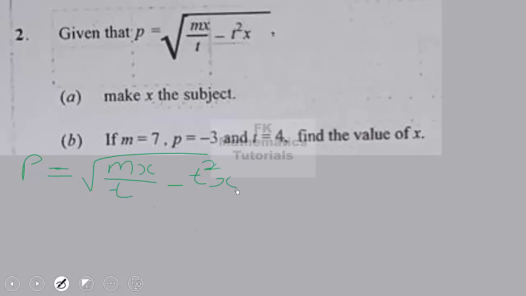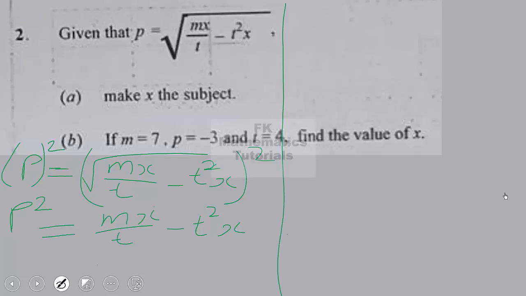So first we square both sides to remove the square root. So we square this and square this, so that the square root will cancel the square. So we are left with b squared is equal to mx over t minus t squared x.